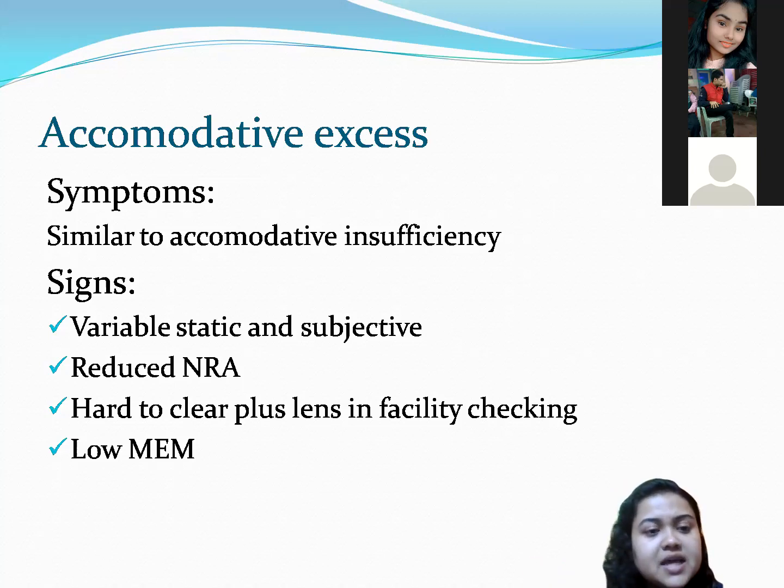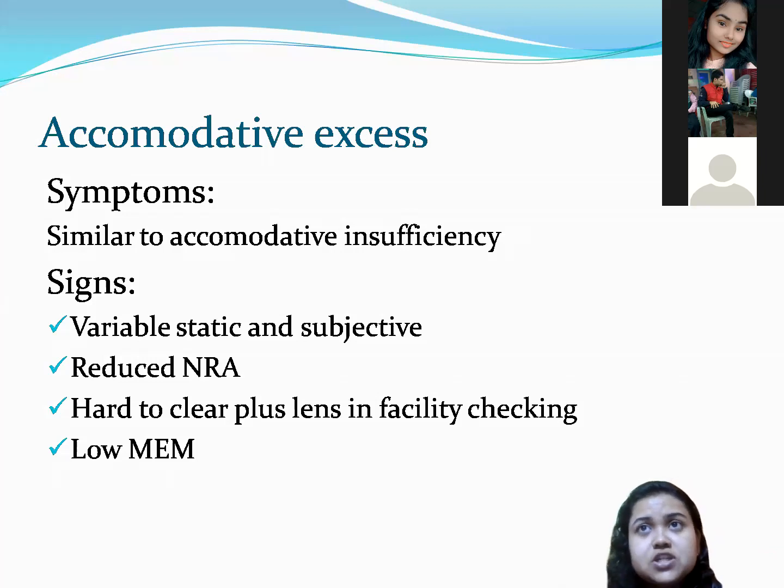So in accommodative excess, the symptoms will be similar to accommodative insufficiency. That means those patients will have asthenopic symptoms, headache, blurring of vision while reading, and difficulty performing distance and near work. All these sorts of things the patient will have. But when you check the patient's accommodation in your orthoptic evaluation test, you can find the difference. So what will be the first sign? There will be variable, static and subjective amplitude of accommodation.